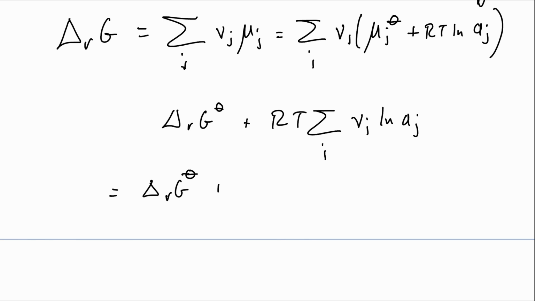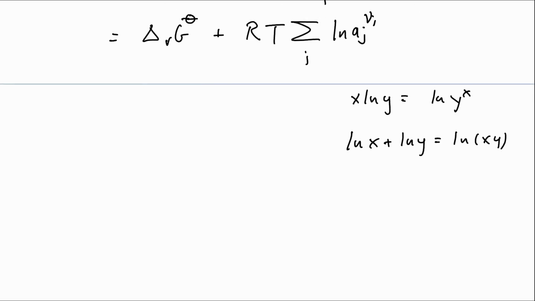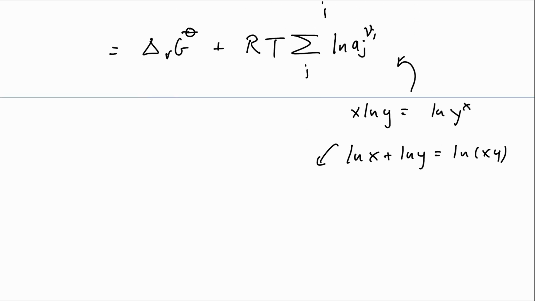There's always a standard state change in Gibbs free energy. We have our RT. I have my sum, and now I'm doing a little bit of mathematical algebra. Remember, x log y is log of y to the x. So I put those stoichiometric coefficients into the logarithm, and then the sum of logs is equal to the log of the product. Okay, so let me remind you: x log y equals log y to the x, and log x plus log y is log xy. So we use those two things. The first one we used here, and the second one we're going to use down here.